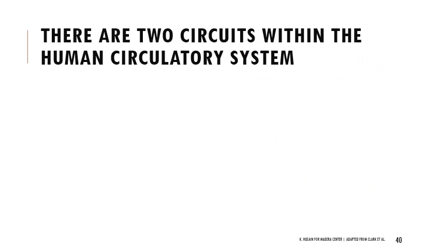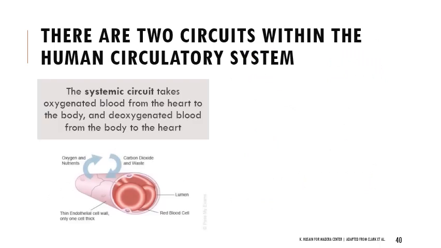So we actually have two different circuits within our human circulatory system. We have the systemic circuit, so that's going through our body's system. It's circulating through our system, taking oxygenated blood from the heart to the body, exchanging with body tissues, and then taking deoxygenated blood from the body back to the heart. So we have a loop there.